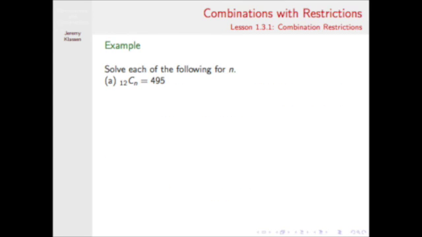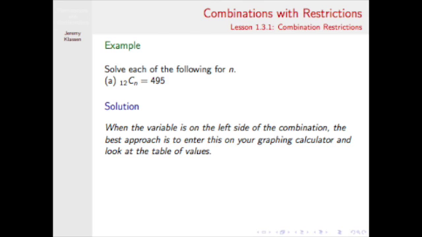Now let's take a look at a couple of problems that are just strictly algebraic in nature. So we're going to solve each of the following for n. The first one we're going to look at here is the equation 12 choose n is equal to 495. Now in a situation like this, if you were to attempt this strictly algebraically, and you were to rewrite this in terms of factorials, you'd notice right away that simplifying would be very, very difficult. In fact, impossible, because it's hard to say where to stop the factorials.